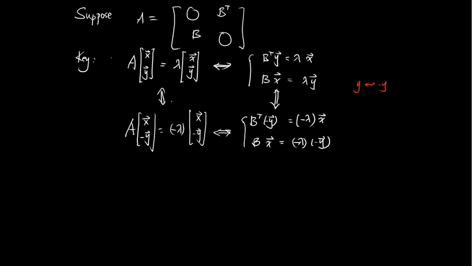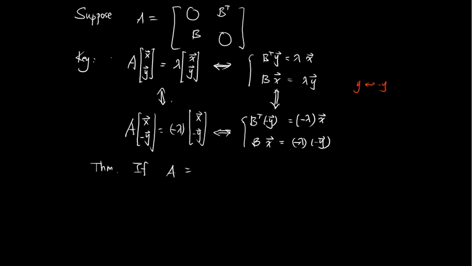So as long as you got an eigenvector which has the form of (x, y), then you can flip the y side into minus y, and then it is again an eigenvector, but the eigenvalue is going to be different. So this is the theory.